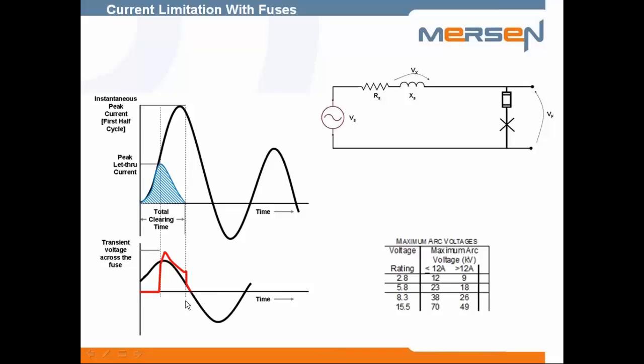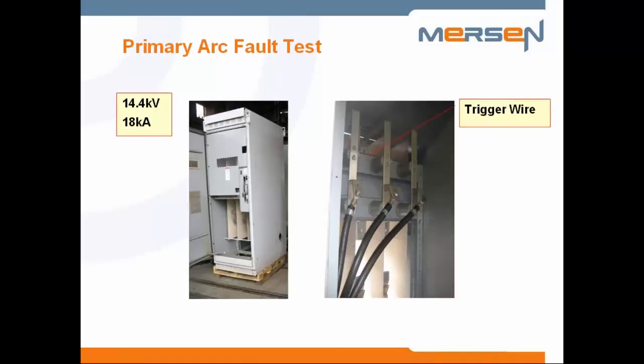So this will be important in the third solution that we talk about. To give you an idea of why current limitation is important, this is a demonstration of a medium voltage arc flash event in this piece of gear.